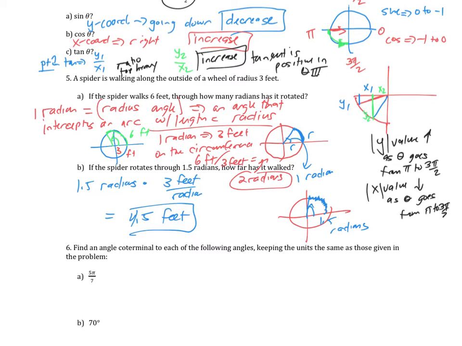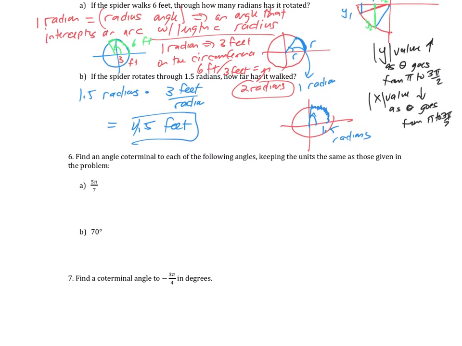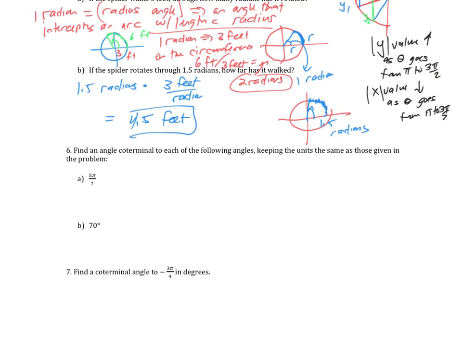Problem number 6. Let's take a look at that. Find an angle coterminal to each of the following angles, keeping the units the same as those in the given problem. So the first problem is we have an angle of 5 pi over 7. To find a coterminal angle, you can add or subtract a full revolution, or actually a multiple of that. So for simplicity, let's just add or subtract 1 revolution. This just says find 1 angle. I'm actually going to find 2.